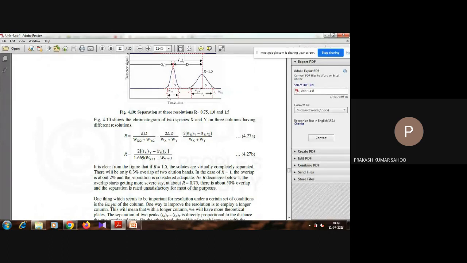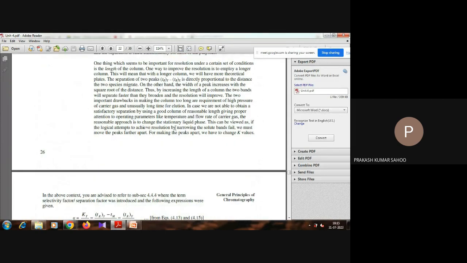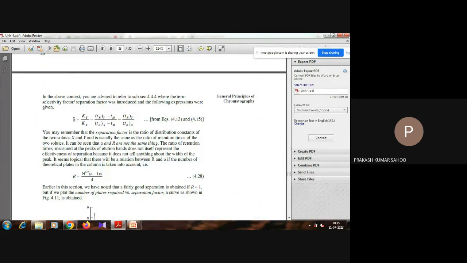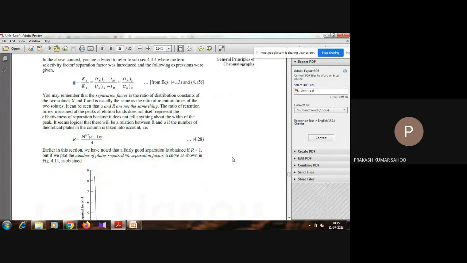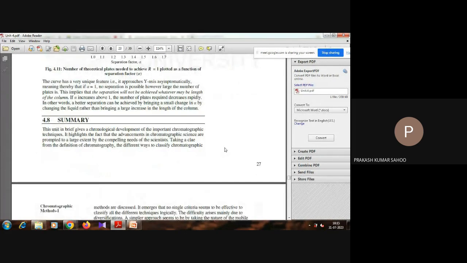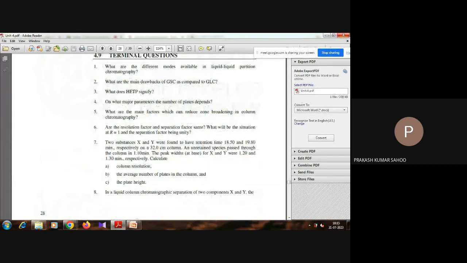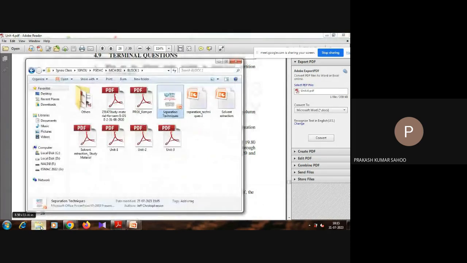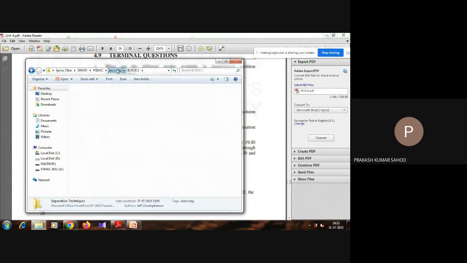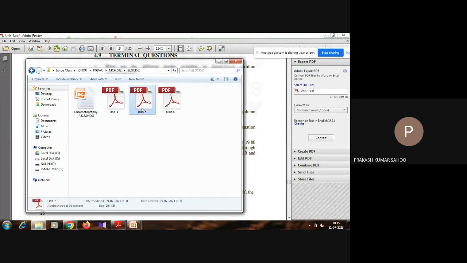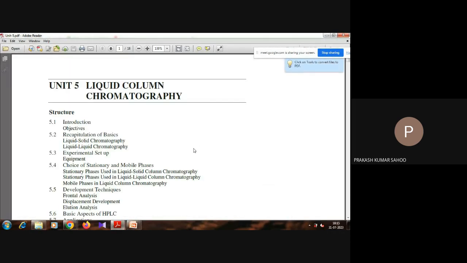Then these are the equations. Let's try to remember these things. W stands for width, T is the time of retention, and we have again the alpha concept here. Okay, so this is all about your first unit. Then the next important unit is unit 5. Yes, this is liquid chromatography.